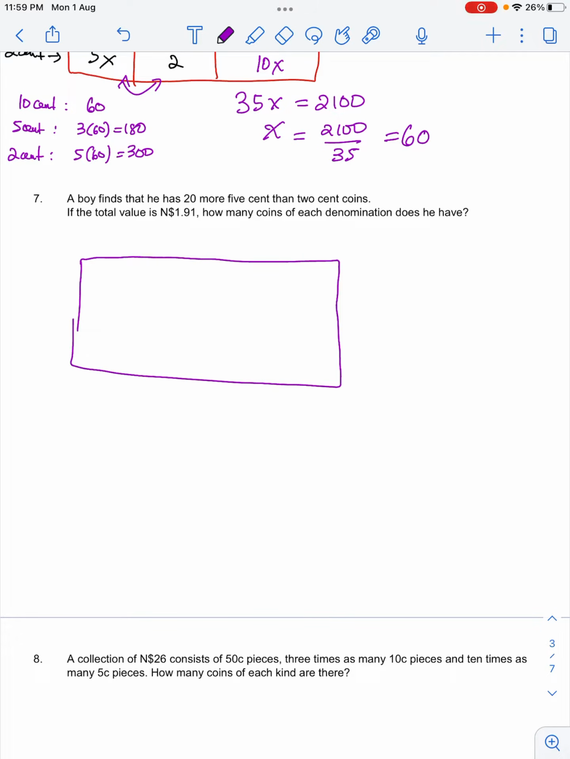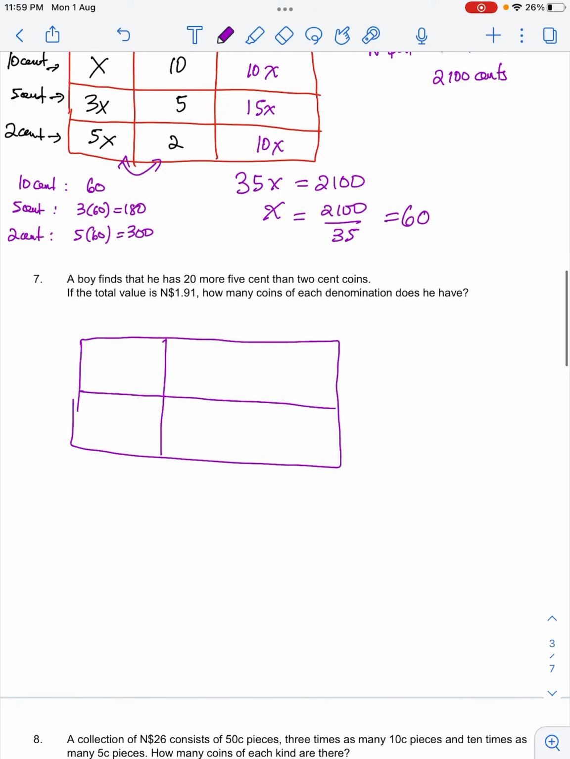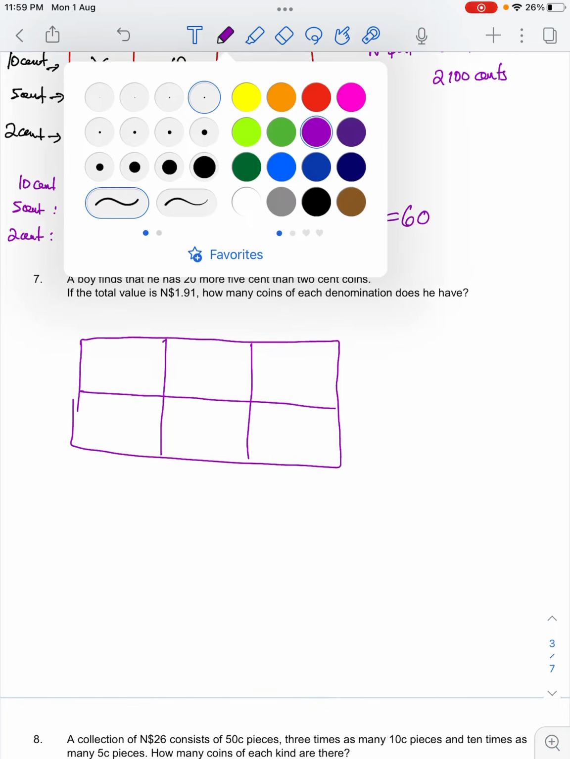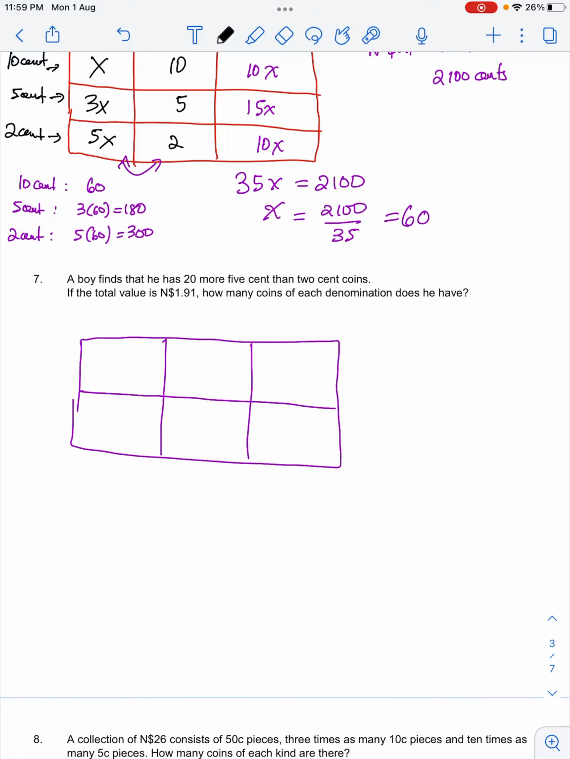And I'm going to say, okay, the first column is, remember, the number of coins. The second column is the total. So this one here is the number of coins, and then it's multiplied by the value of each coin.